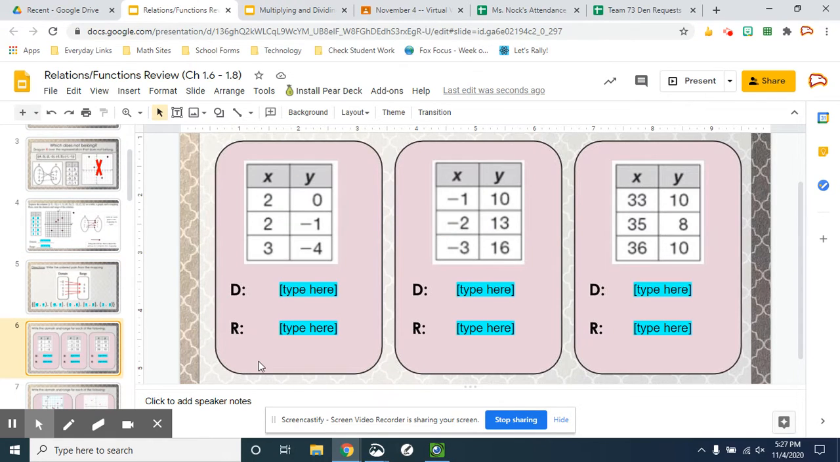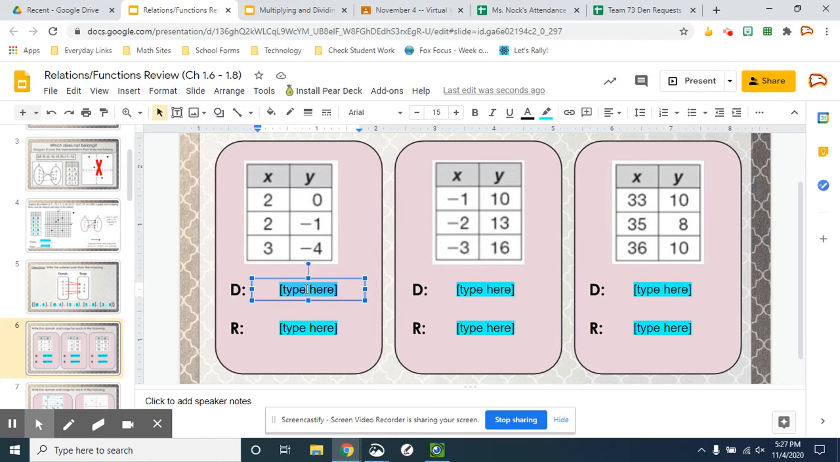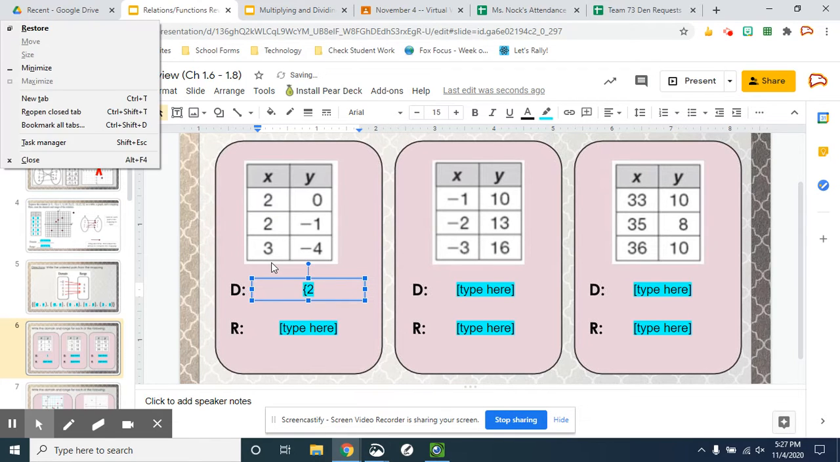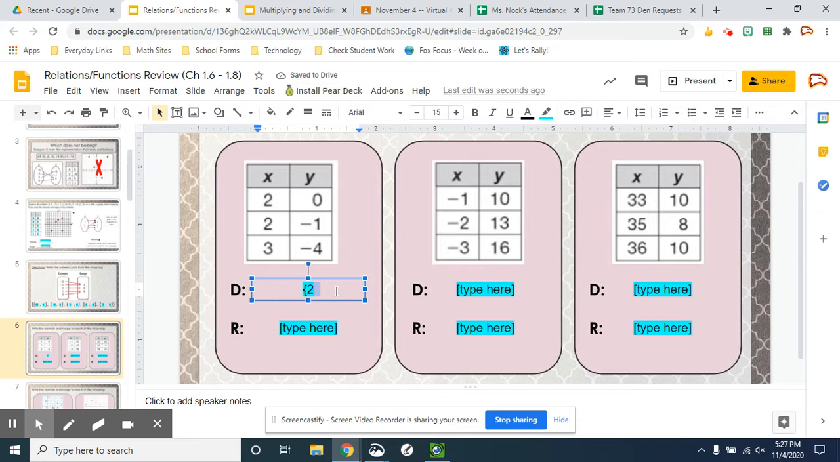All right, so we're going to do the domain and the range from the tables. So we're looking at our X values for our domain. We have 2, 2, and 3. Remember, we do not need to repeat. So our domain here is just going to be 2, 3. It's an increasing order for our range. Once again, we want to make sure it's an increasing order. So we have -4, -1, 0.